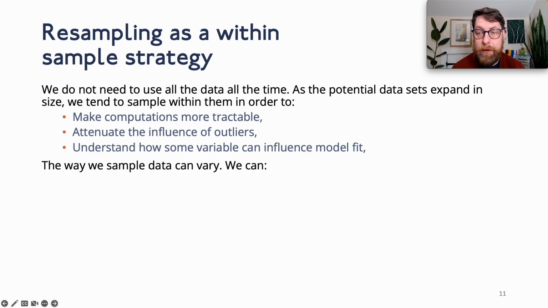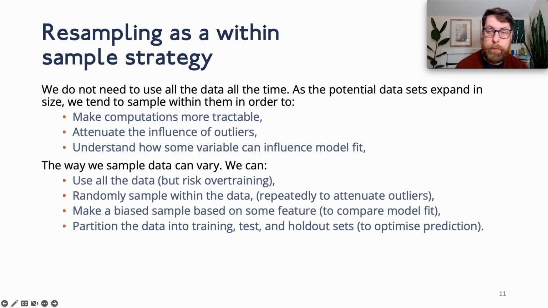So now the way we can actually do the sampling itself, taking some observations from a larger pool, can vary. We can use all of the data, but we risk overtraining. We can randomly sample within the data, and we can do that repeatedly to attenuate outliers. We can make a biased sample based on some feature, kind of like what I suggested before, and we can do that to compare model fit.